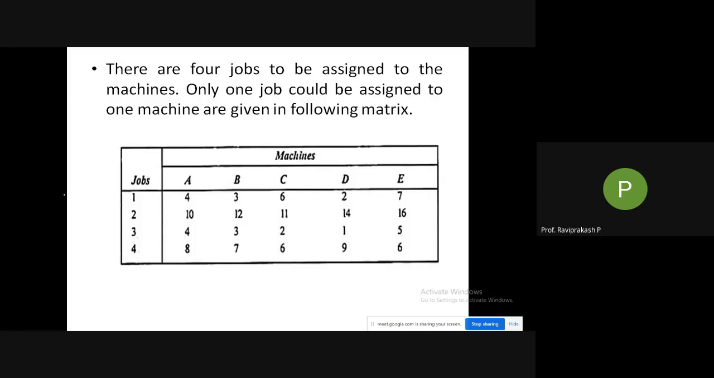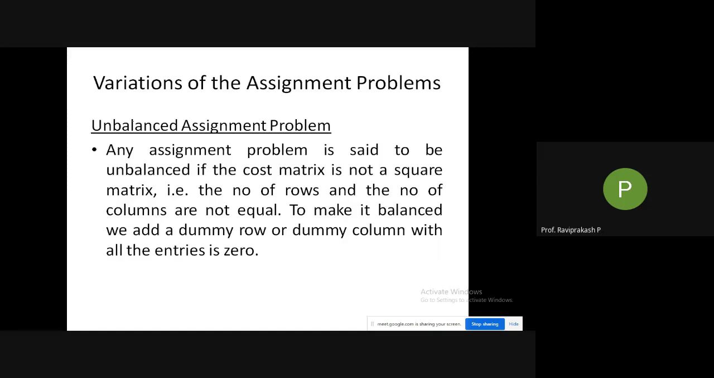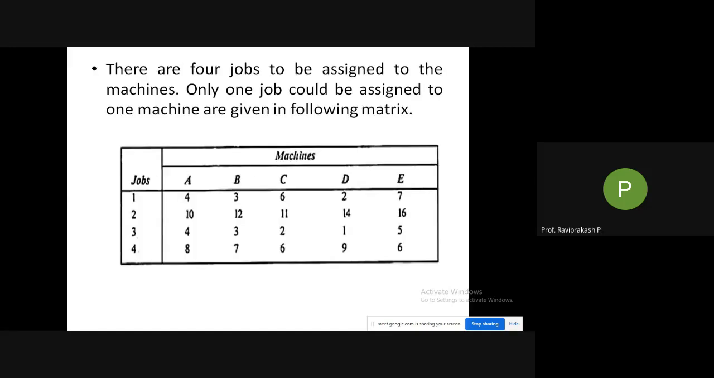Okay. So this is an unbalanced problem, as the title says, unbalanced assignment problem. If you see, there are A, B, C, D, and E, that is 1, 2, 3, 4, and 5. So there are 5 columns and 4 rows. Jobs, 4 rows here. That's why we say it is an unbalanced problem.